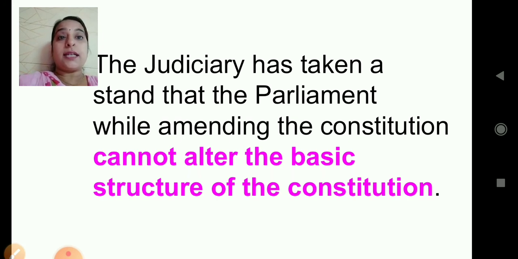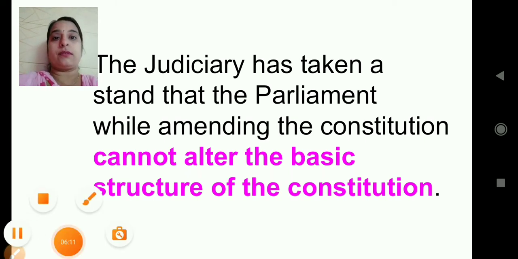The judiciary has taken a stand that the parliament, while amending the constitution, cannot alter the basic structure of the constitution. So, children, it is very important that parliament has the power to make changes, or you can say to make amendments in the constitution, but the judiciary has restricted its power: it cannot alter the basic structure of the constitution. Now let us see what is the basic structure of the constitution.